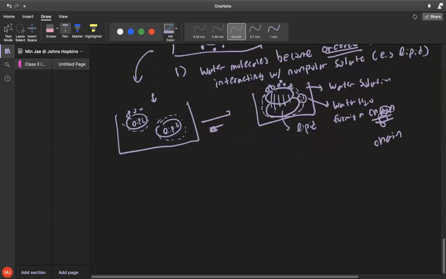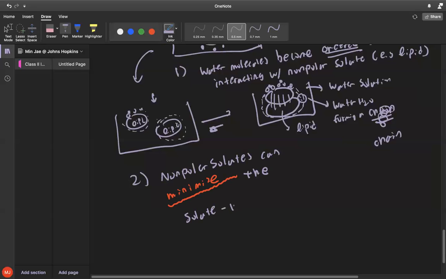Now, one biggest observation you can make from this is that the nonpolar solutes can minimize the solute-water interaction by interacting with each other.